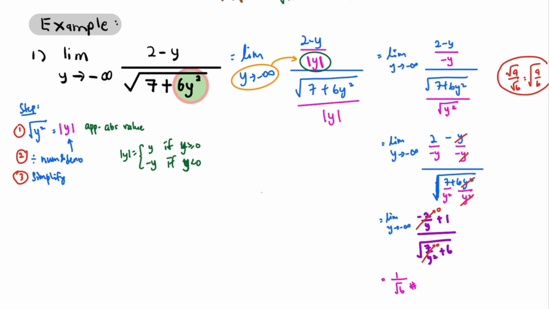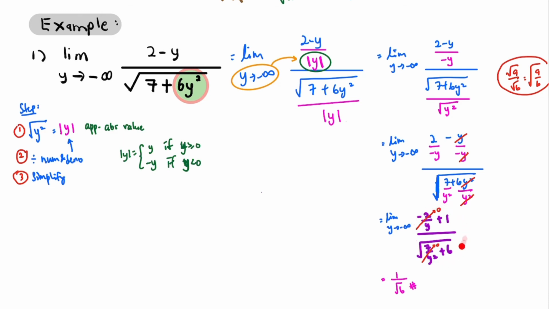So let's further solve this. For your numerator, this is just minus 2 over y. For your denominator, minus minus is plus, and this one can be cancelled out. So this is plus 1. And now let's solve for your denominator. y squared and y squared can be cancelled out. So you're left with square root of 7 over y squared plus 6. So now let's solve this.